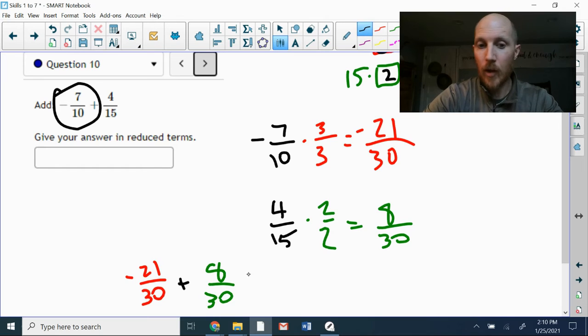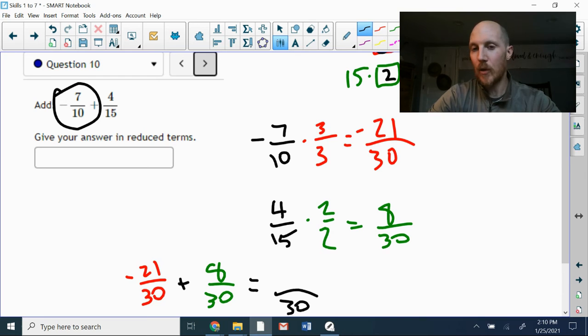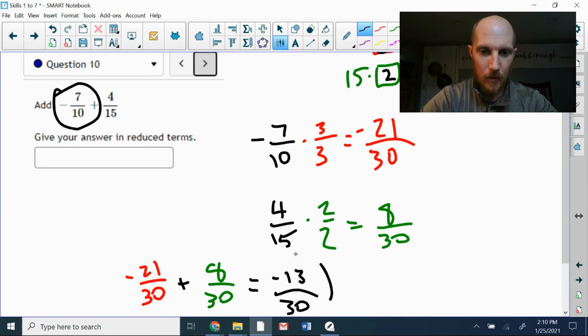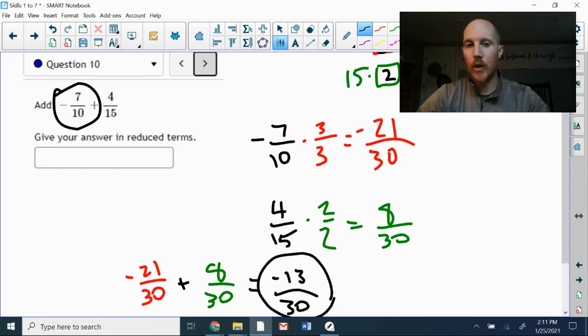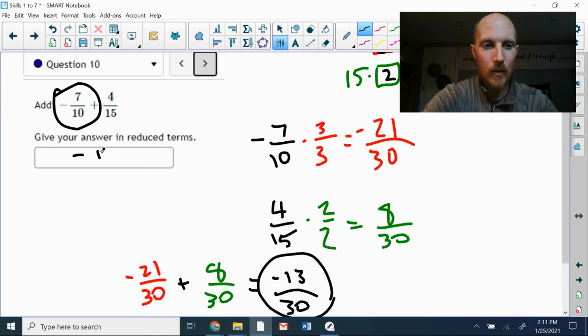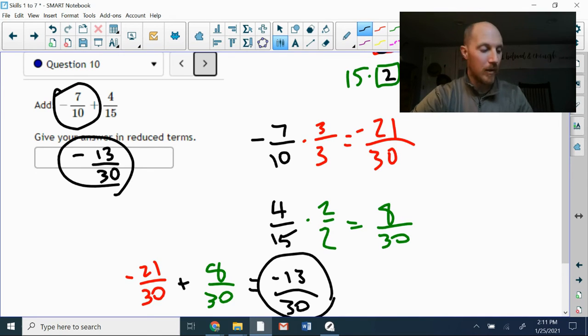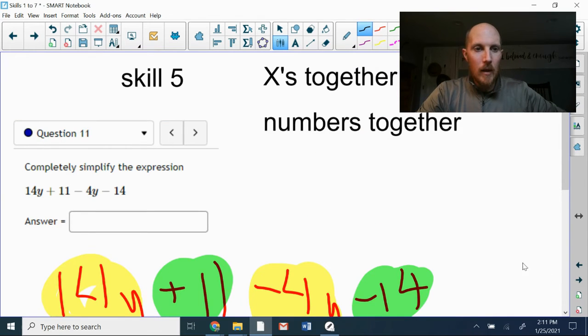So I've rewritten the problem, so both fractions have a common denominator. The denominator of the answer will be 30. And then on the top, negative 21 plus 8, that's going to be negative 13. And negative 13 over 30 does not reduce. I know that because 13 is a prime number, so you can't ever reduce with prime numbers.